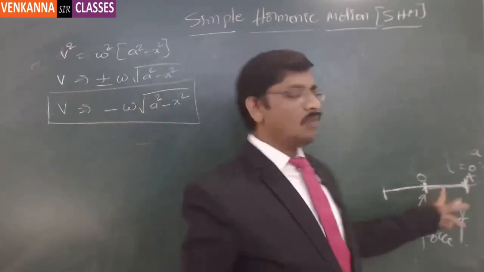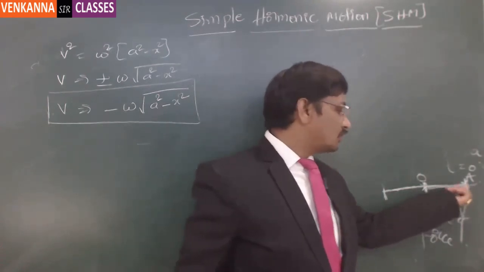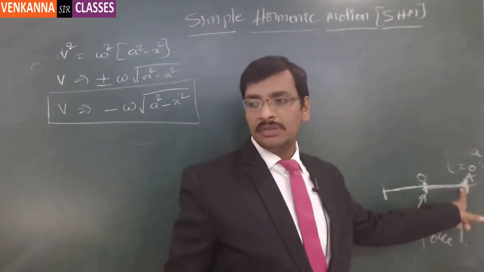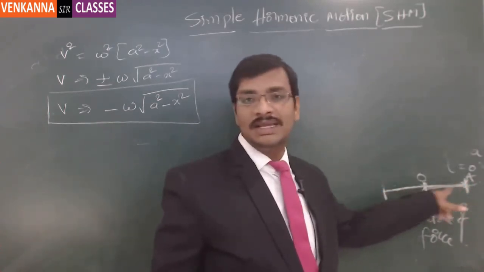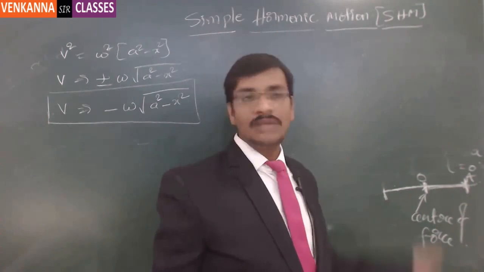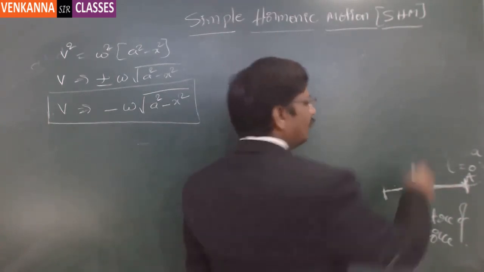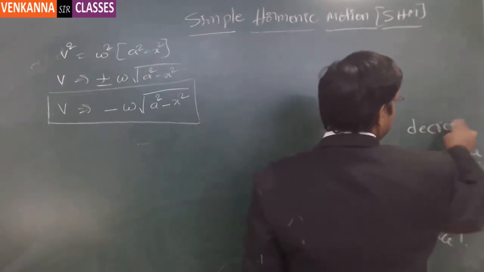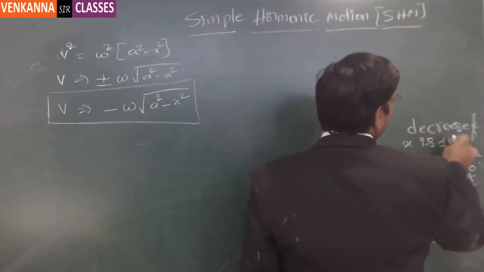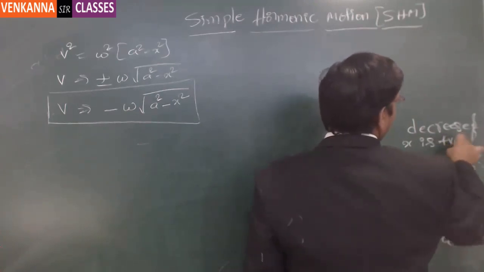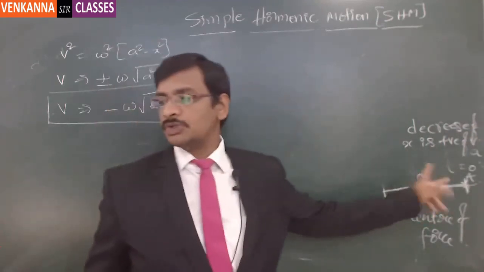If you notice what happens here, initially the particle started at point A, then it started moving towards the left direction, which is the decreasing direction of x. Now you are treating that as the positive value of the velocity. So decreasing x is positive v. So that means these two are opposite to each other.